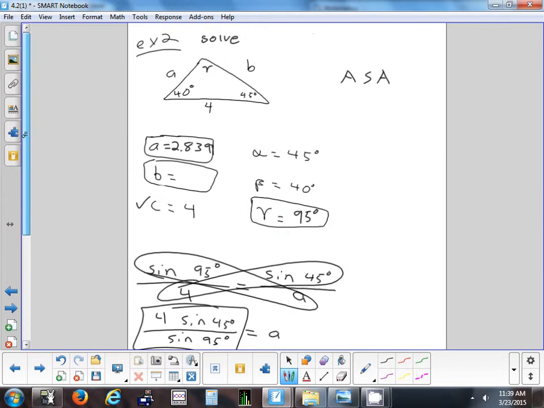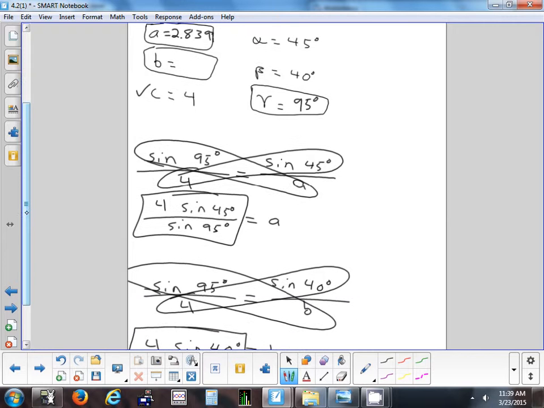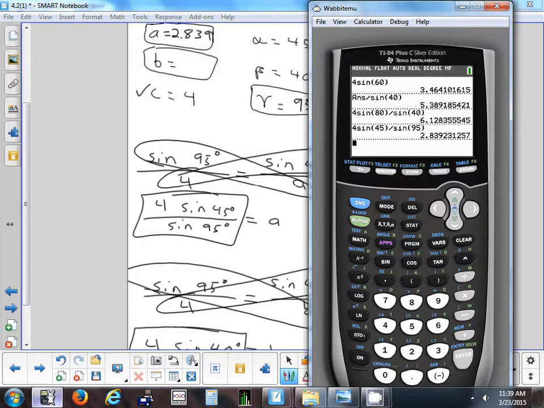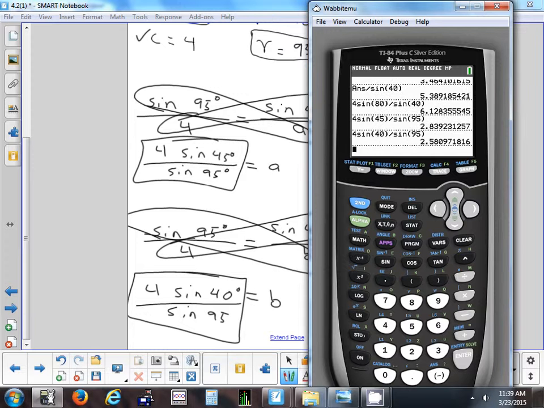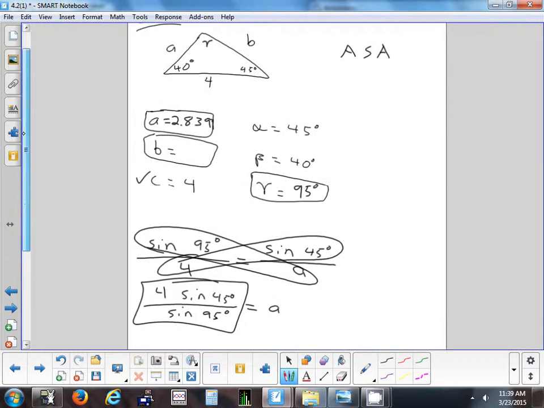Okay, let's see. A and B should come out pretty close because alpha and beta are pretty close. So B should be a little smaller than A. Okay? Not much, just a little bit. So about 4 sine 40 over sine 95. So 4 sine 40 over sine 95, it's 2.581. And that's it.